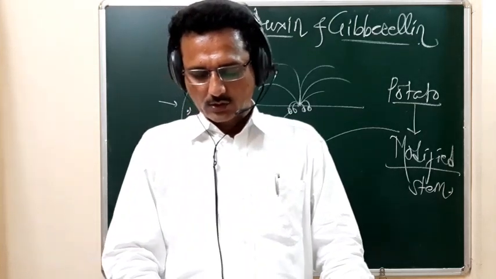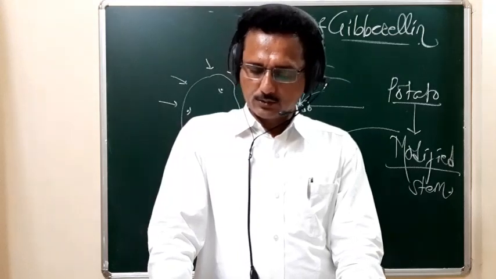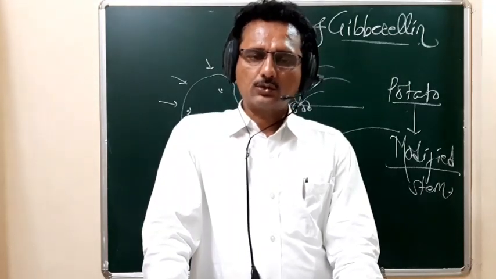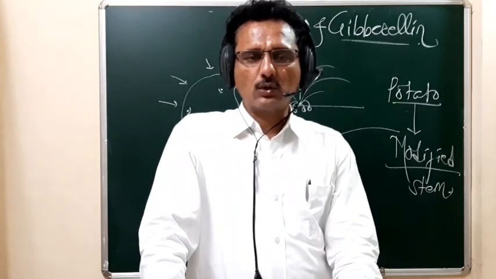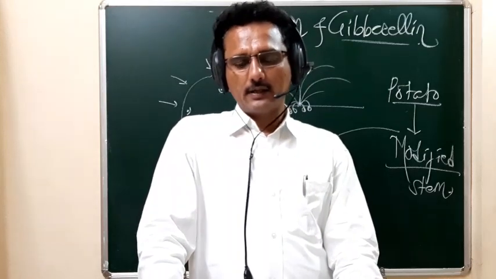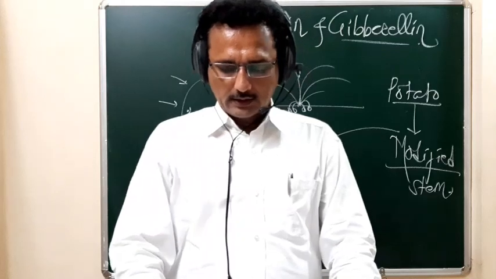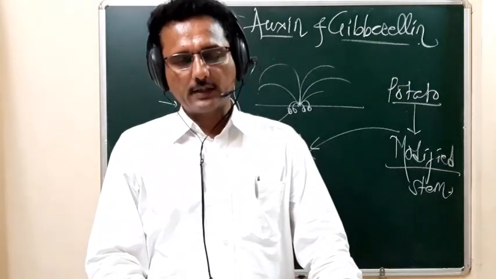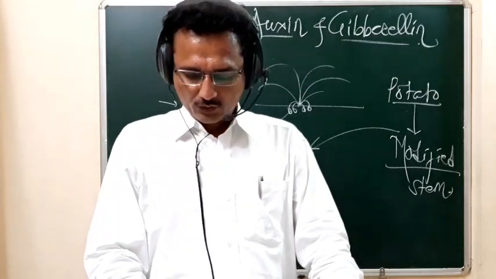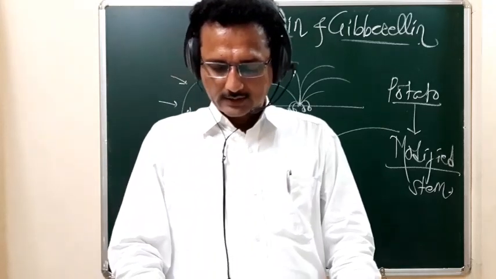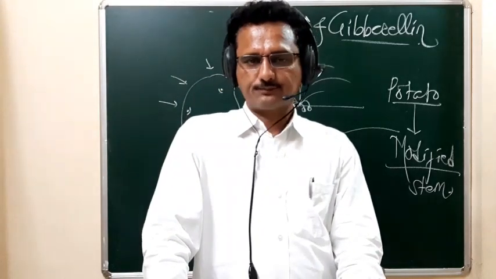So elongation of stem is due to the application of auxin and gibberellin. Means the fourth option is your answer, both A and B are given there. Then the next question, question number 170. Which one of the following groups comprises synthetic auxin?